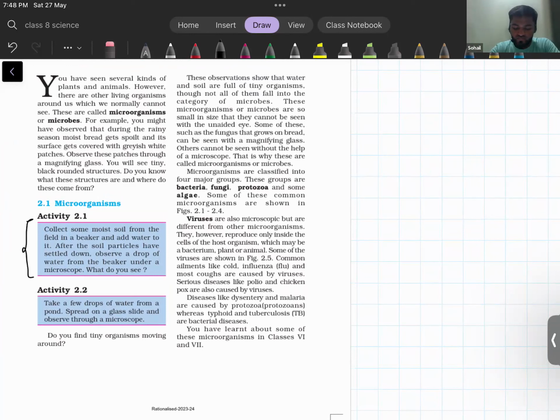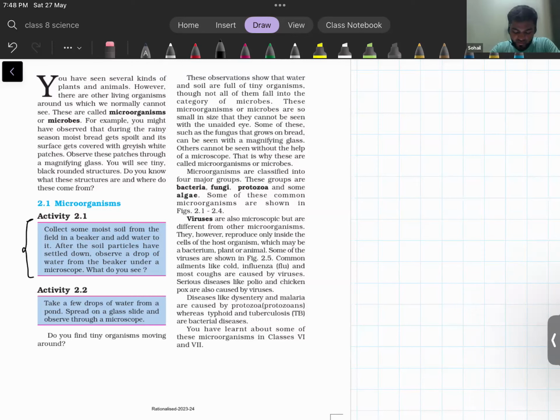Collect some moist soil from the field in a beaker and add water to it. After the soil particles have settled down, observe a drop of water from the beaker under a microscope. What do you see? Bacteria, that is obvious. You will see so many bacteria living in that water.